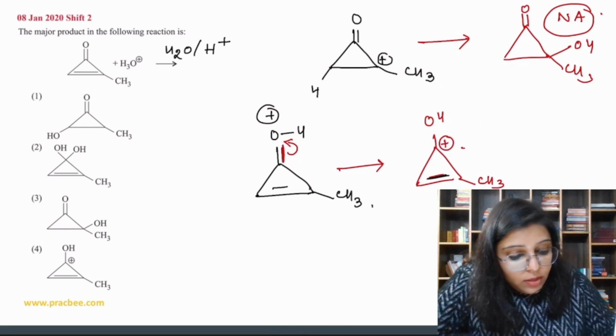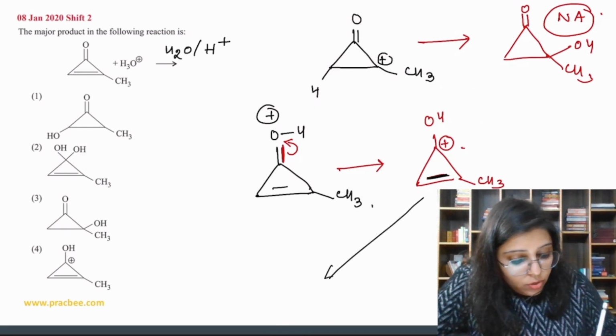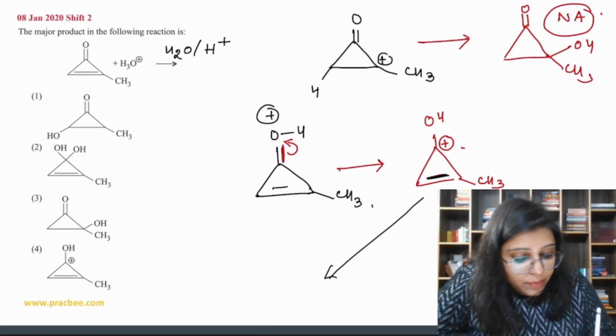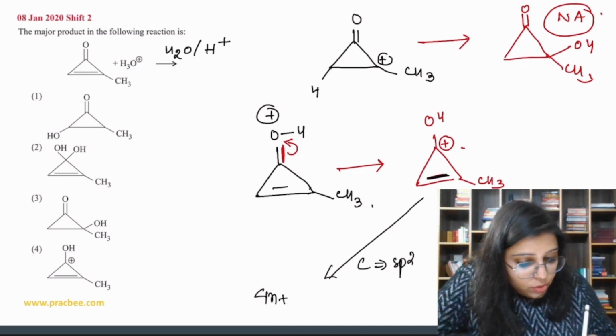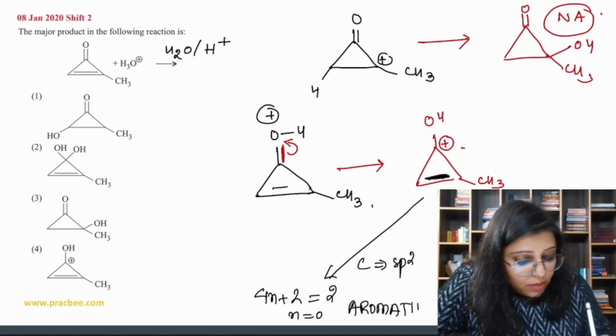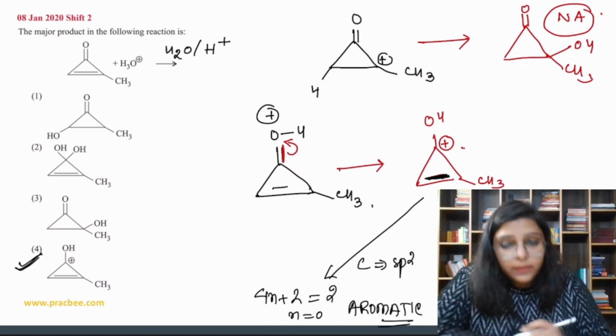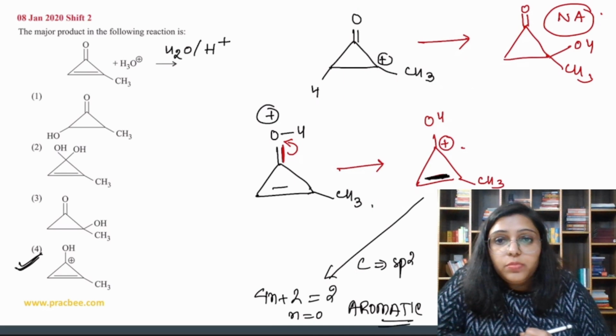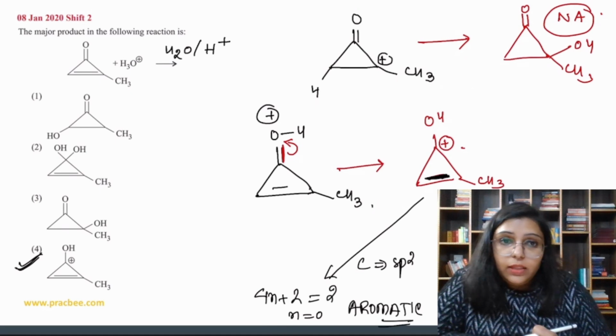Here we have double bond also. So देखो, every carbon is sp2, and here 4n plus 2 is equal to 2. So n is equal to 0. So this is going to be aromatic. That's why the major is going to be fourth one. ठीक है? Major is going to be the fourth one. Clear? That's it.